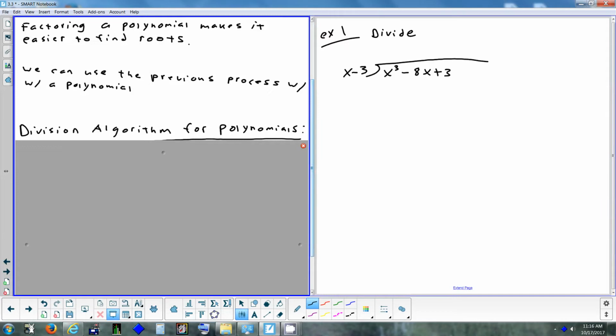Okay, so there's going to be about five steps under the division. If you want to leave room for them, you can, or however you want to write them down. And then off to the side, I'll do the problem.